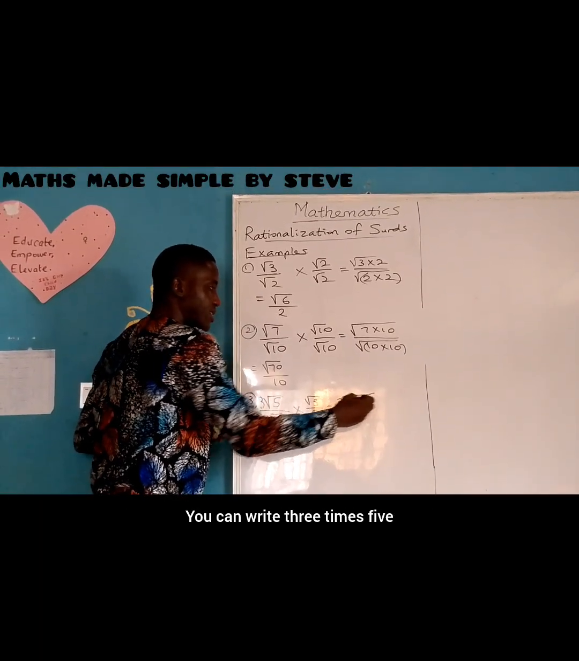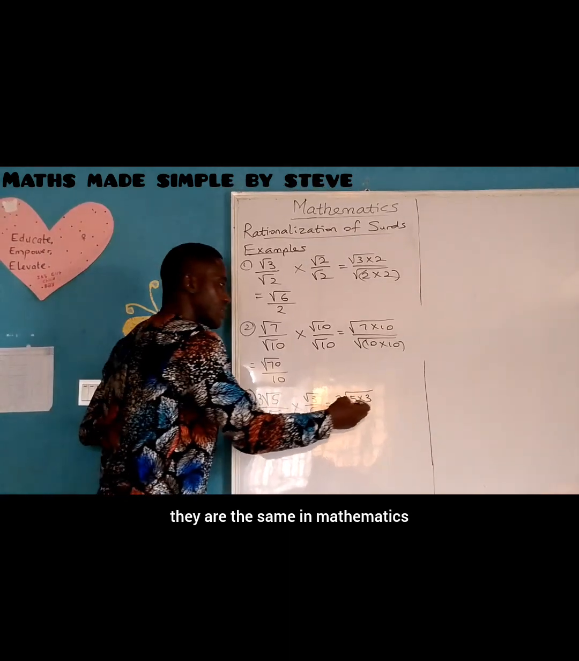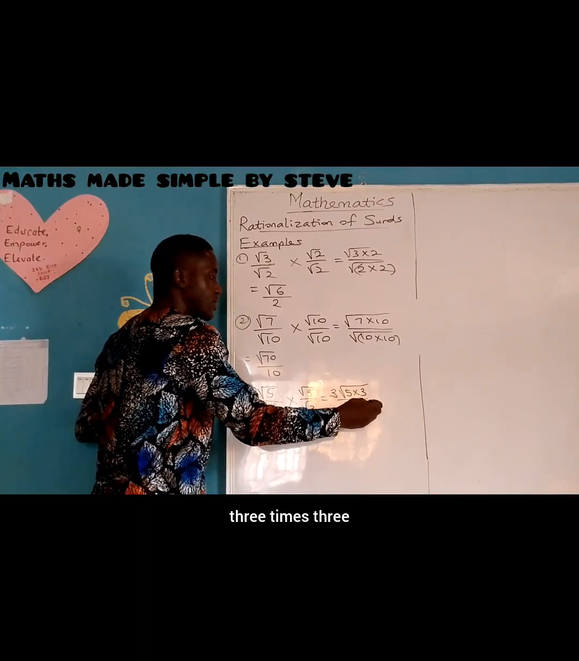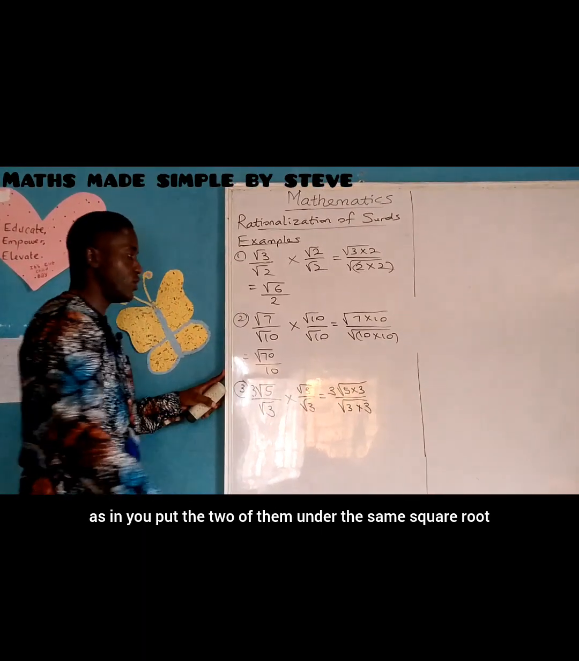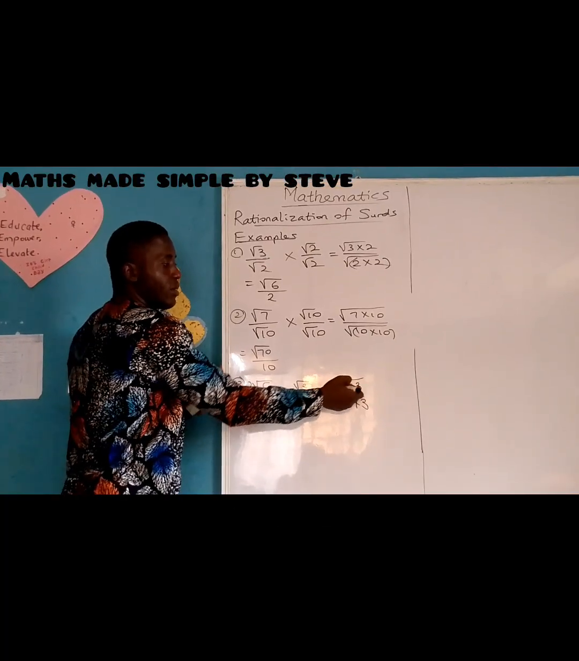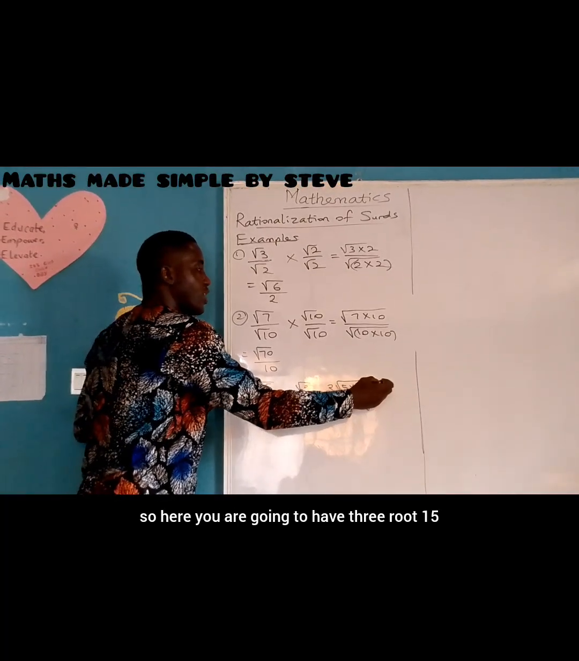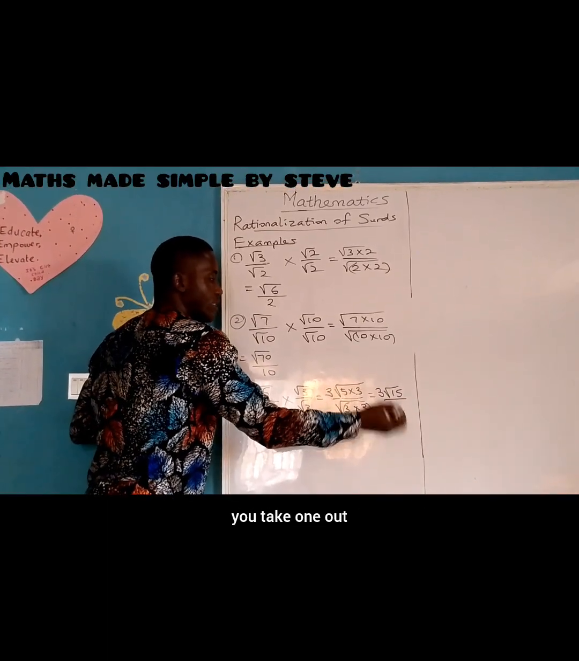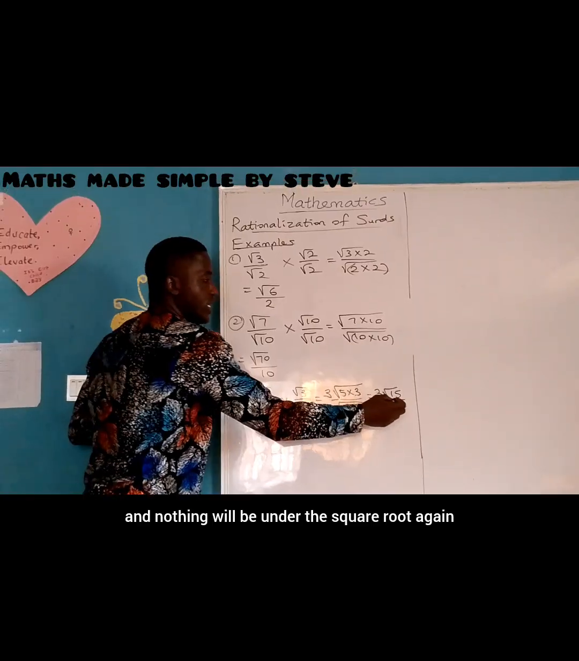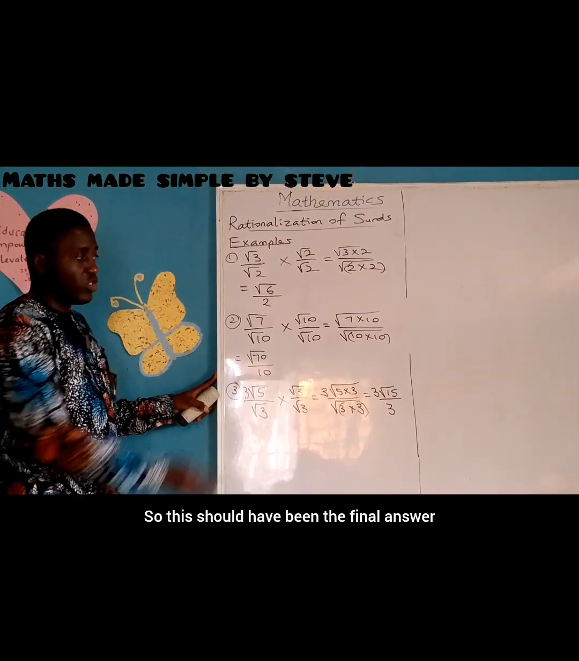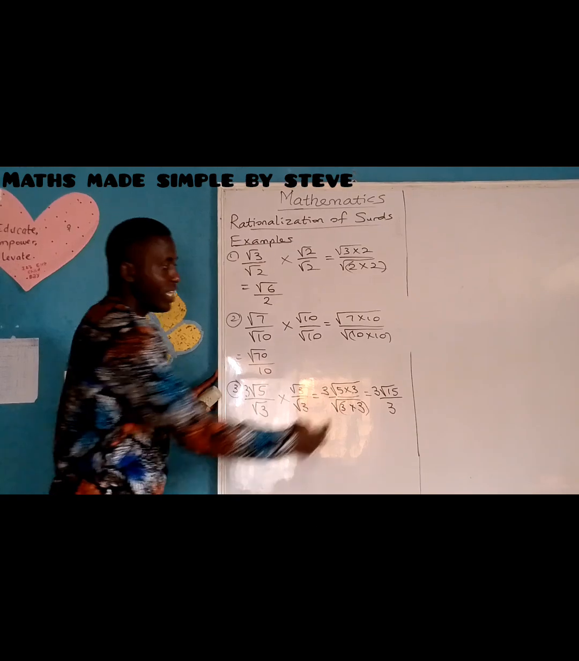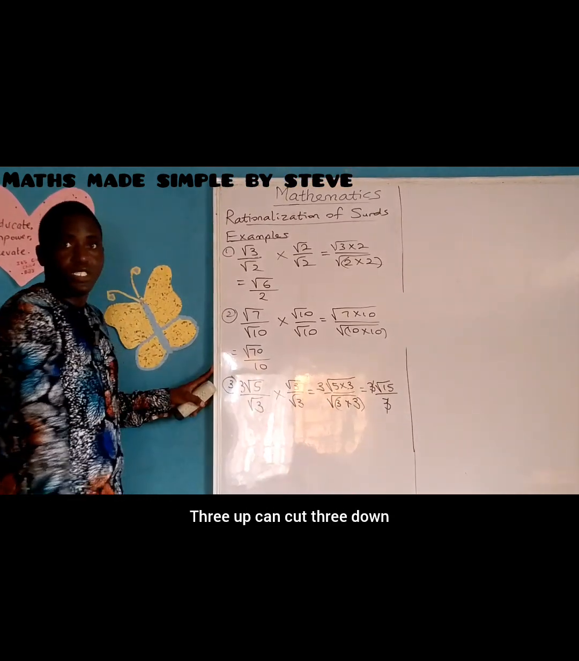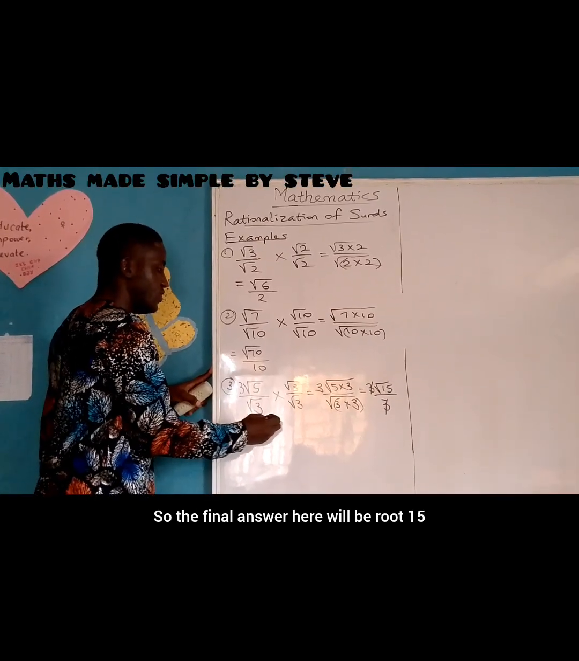5 times 3. You can write 3 times 5, 5 times 3 and 3 times 5 are the same in mathematics, so it does not matter which one comes first. And this one will be 3 times 3, as in you put the two of them under the same square root. Since you cannot pair this because they are not the same, here you are going to have 3 root 15. And this one, you pair, you take 1 out, and nothing will be under the square root again, so you have 3. So this should have been the final answer, but there is something. You can see that we have 3 up and 3 down. In math, you cancel them. 3 up can cut 3 down. So the final answer here will be root 15.